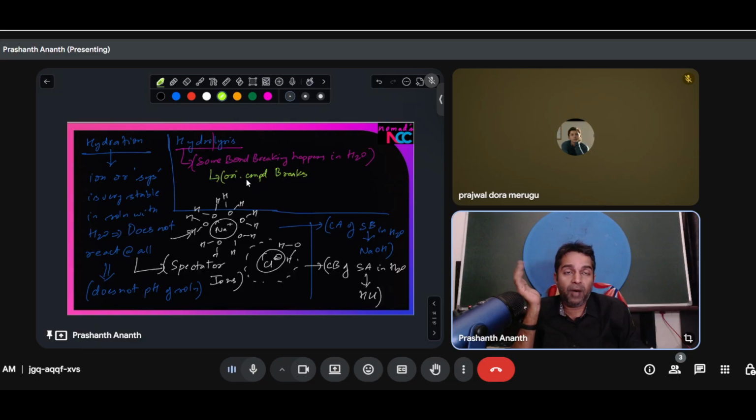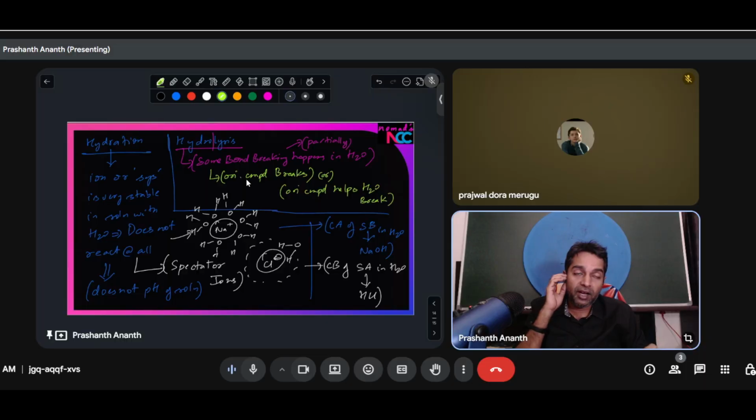The breaking can be partial or full. If it is full, it automatically goes into the hydration case, where they stabilize. So some bond breaking happens, and a more exact definition would be partially, not fully. So it can be either the original compound breaks or the original compound helps water break. These are the two ways we can understand what is basically happening in hydrolysis.